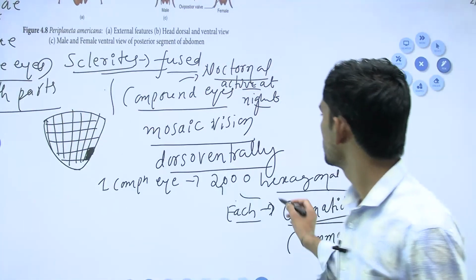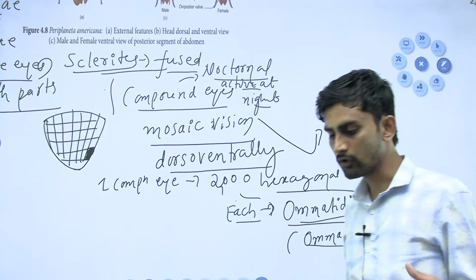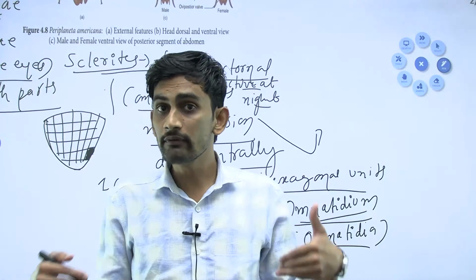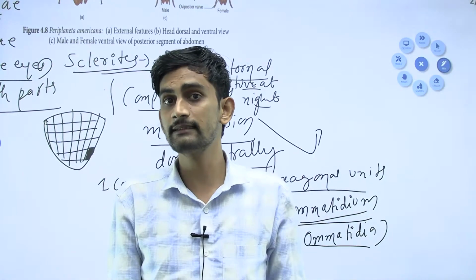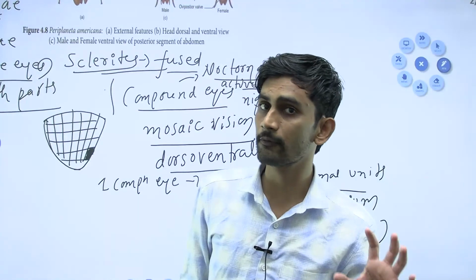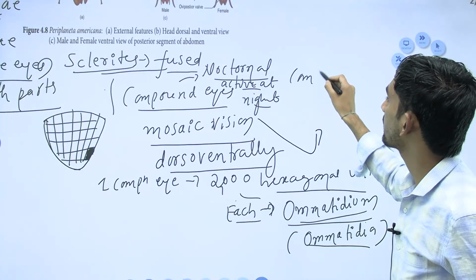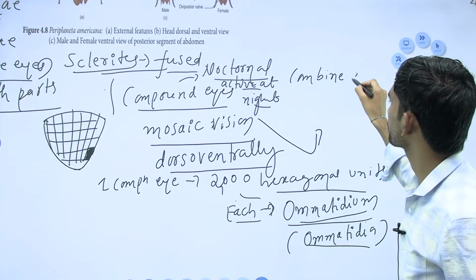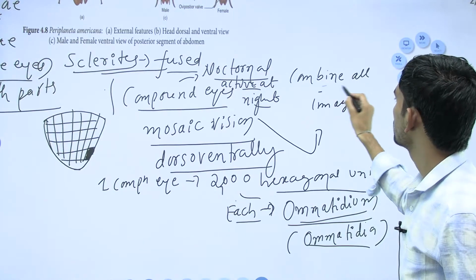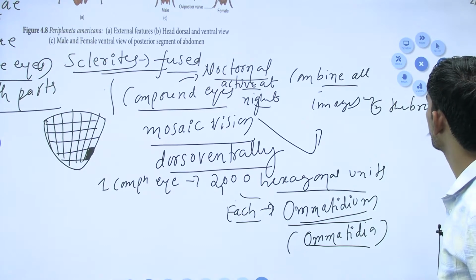Then how is this linked with mosaic vision, sir? Whenever they observe any image or an object, they will not see it the way we see. A little difference will be there. How will they observe that particular object? First, they will combine all images in the brain.